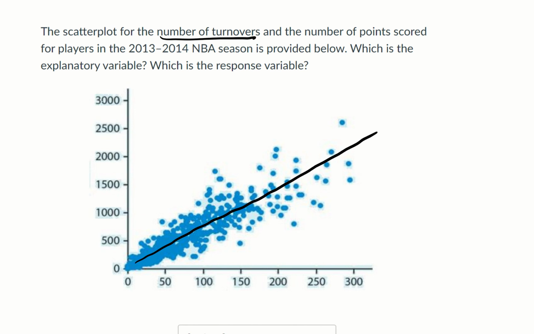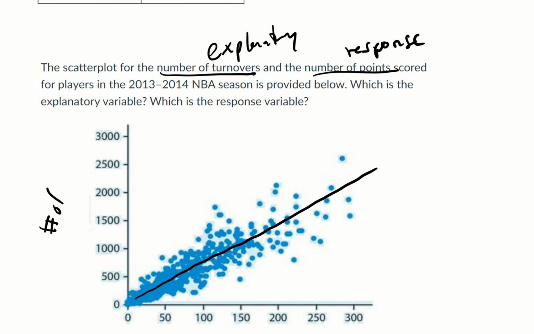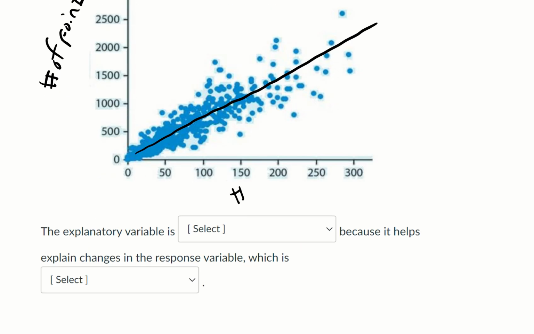So the greater the number of turnovers that are advantageous to your team, the greater the number of points your team scores. So I'm thinking that this is probably the explanatory variable. The greater the number of turnovers, the greater the number of points scored. This is the response. It responds to the number of turnovers. So this is going to go on the y-axis, the number of points scored. And this one's going to be the number of turnovers.